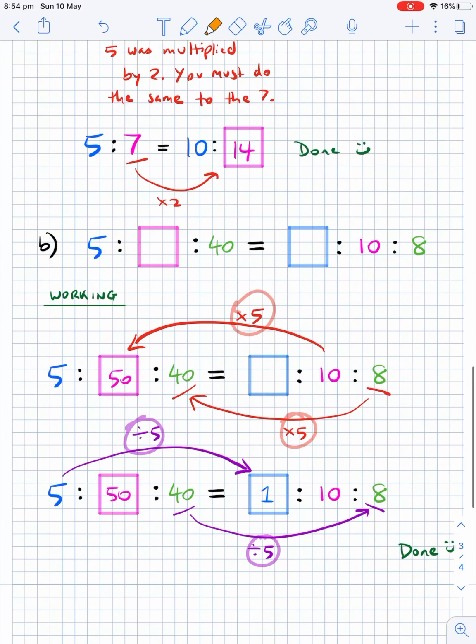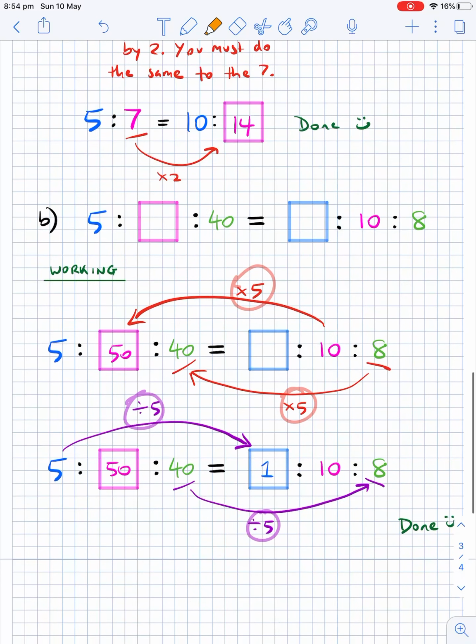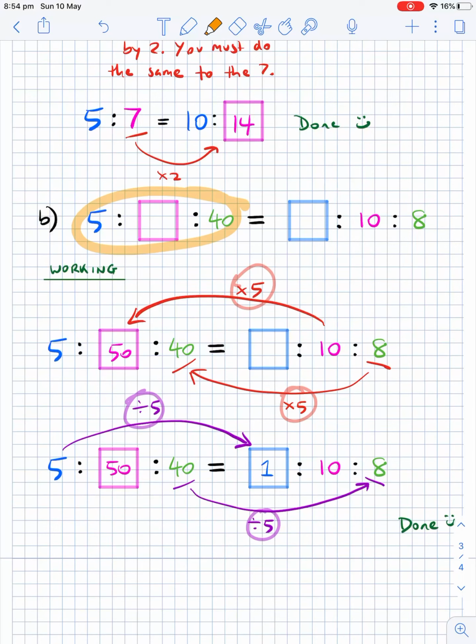Next one, a little bit trickier. We don't know this middle number, and we don't know this first number over here. So we look at this ratio and we think, how do we go from this ratio to this ratio right here? Well, first up, if we go from this ratio back to this first one, we can see that the 8 was multiplied by 5. Because that 8 was multiplied by 5, we have to do the same to this 10. Multiply it by 5 as well. So the 10 gets multiplied by 5, and that's how we can find our pink box. That becomes a 50 right there.